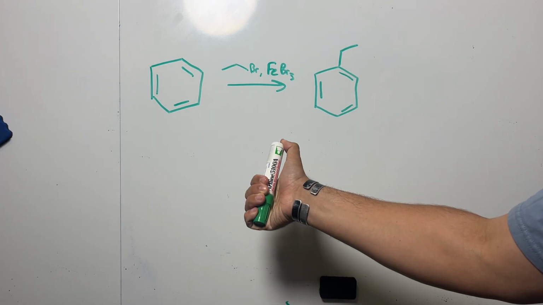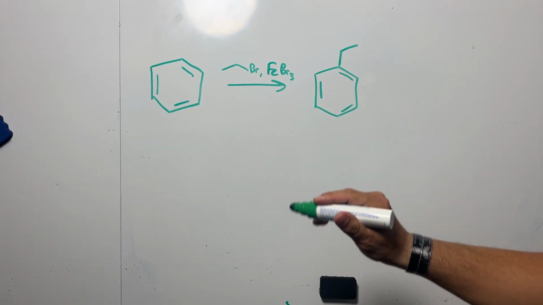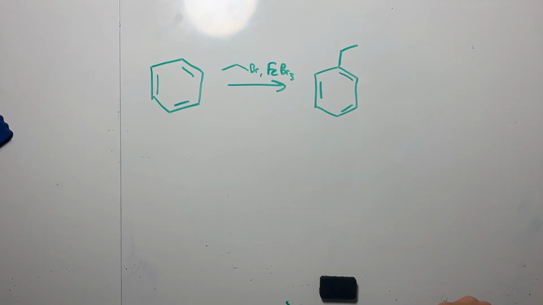This reaction is known as the Friedel Crafts Alkylation reaction. It's where you alkylate a benzene, and it's a type of electrophilic aromatic substitution reaction. And so the first step in this, we have our iron tribromide here.